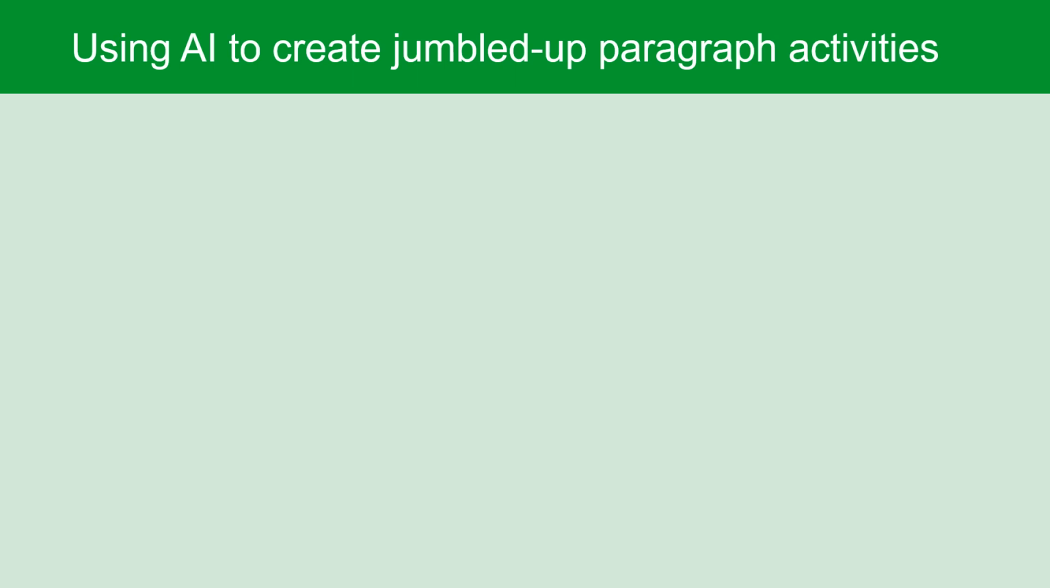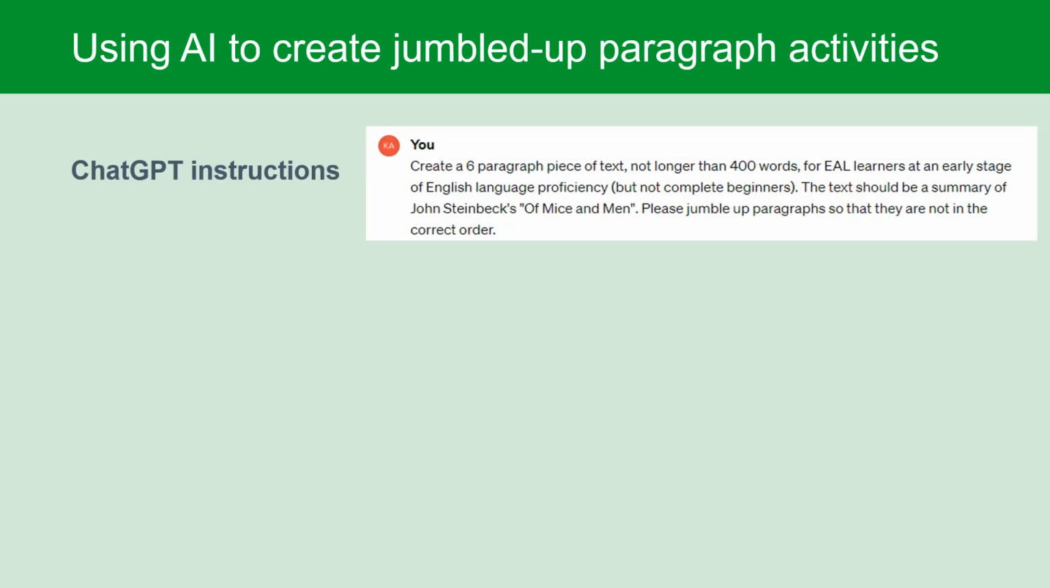First, let's give ChatGPT a prompt, which is: create a 6-paragraph piece of text not longer than 400 words for EAL learners at an early stage of English language proficiency, but not complete beginners. The text should be a summary of John Steinbeck's Of Mice and Men. Please jumble up paragraphs so that they are not in the correct order. The result is this.